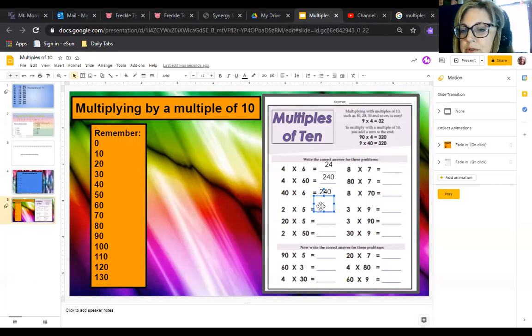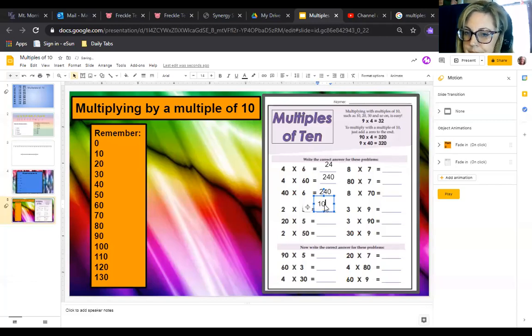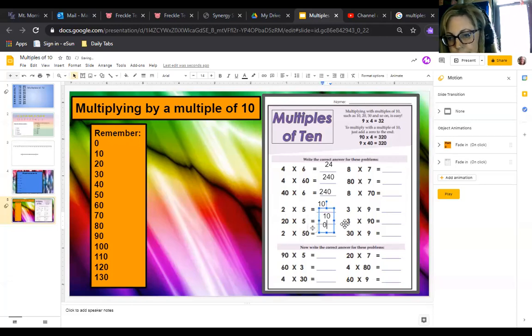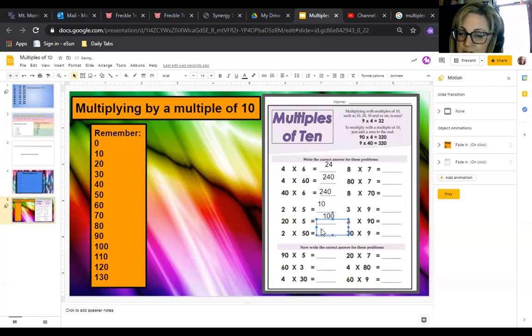We know that 2 times 5 equals 10. We also know that 20 times 5 equals that same 10 as 2 times 5, but you're just adding another 0. So let's make that 100. And we also know that 2 times 50 is the same as multiplying 2 times 5 and adding another 0.